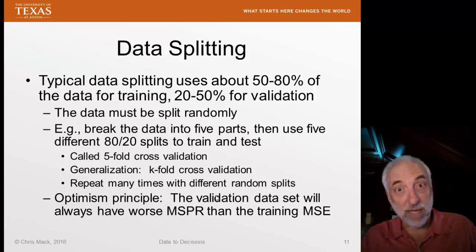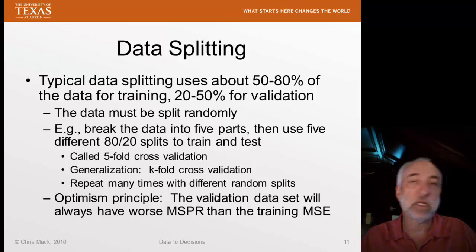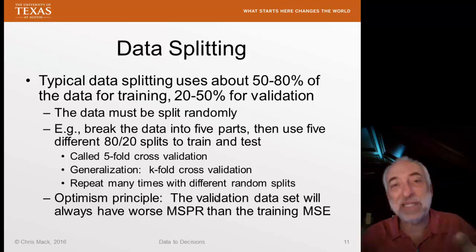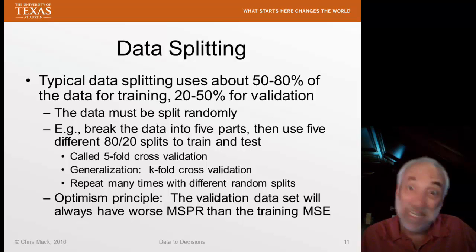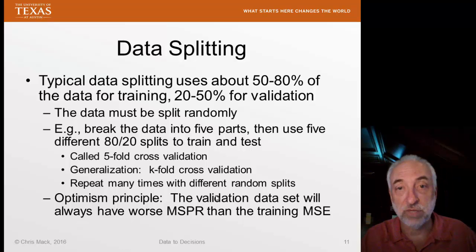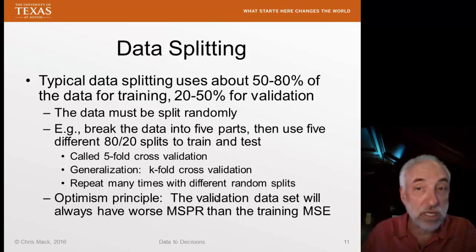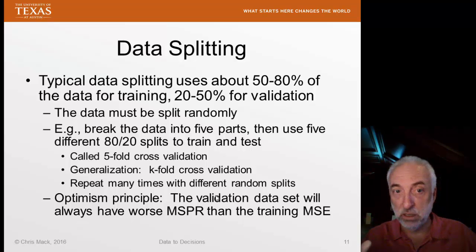The next thing we can try is data splitting. This is especially useful if we have large data sets. If we have a fairly large data set that we can use to calibrate our model, why not split the data up into two pieces, a training piece and a validation piece? Typically take maybe between 50 and 80% of the data and use it for training or calibration of the model. And we'll use the remaining piece for validation. It's very important that we split the data randomly.